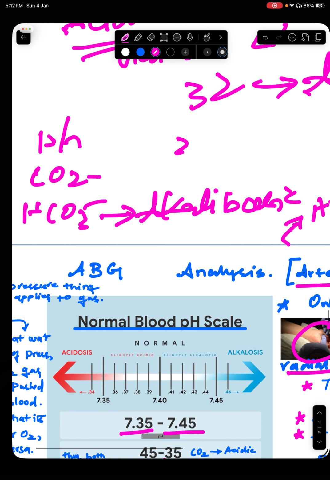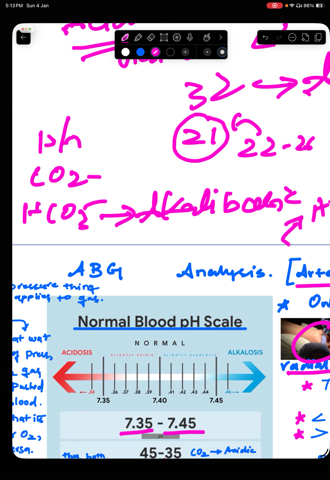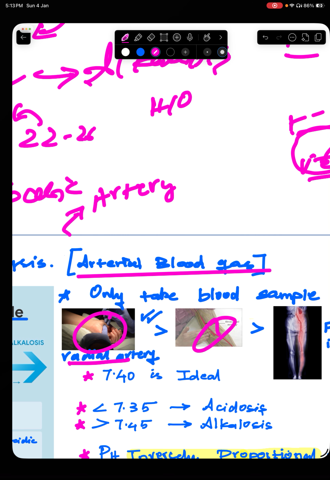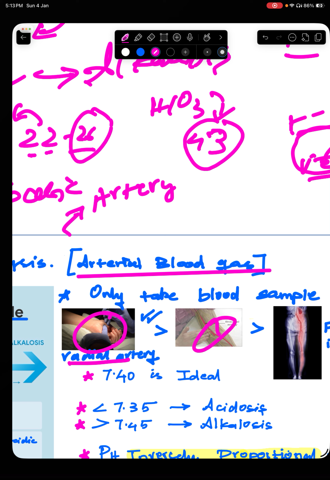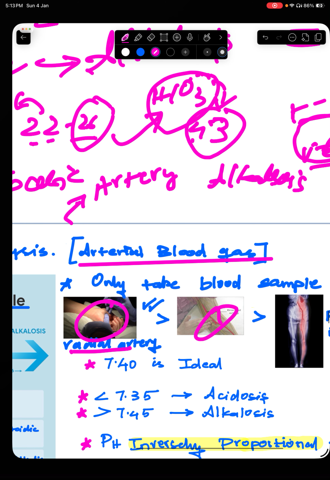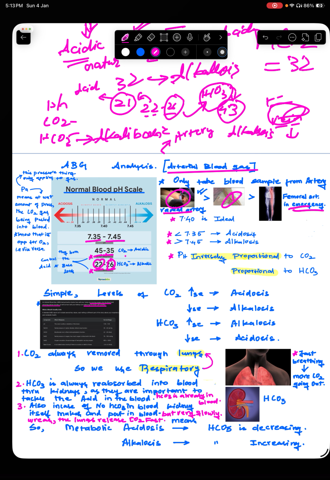What happens if they have given the value as 21? The normal value is 22 to 26, so the HCO3, which is basic in nature, has decreased. What does it mean? It means acidosis. If they have given an HCO3 value of 43, what is the normal level? It is 22 to 26. So 43 is more, so HCO3 levels have increased. Since HCO3 is basic, we mark that as alkalosis. Hope you guys get it right. These are the basics, guys.